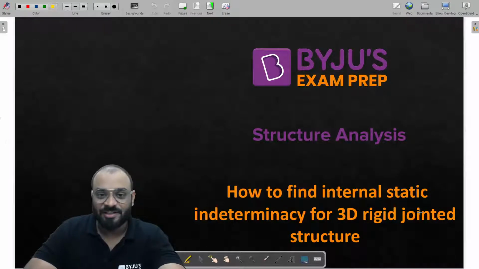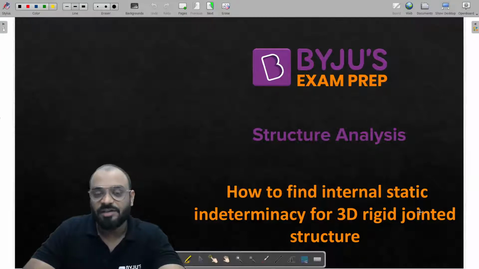So guys, today our session is based upon how to find out the internal static indeterminacy for a 3D rigid jointed structure. I think all of you know that guys, there are basic methods to find out the DSI value in case of a rigid jointed structure, like the member method, cut method and closed loop method, right?